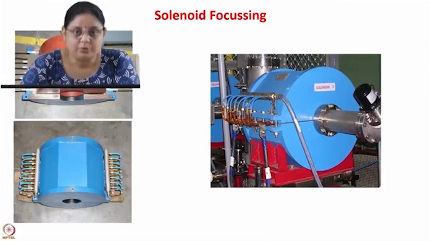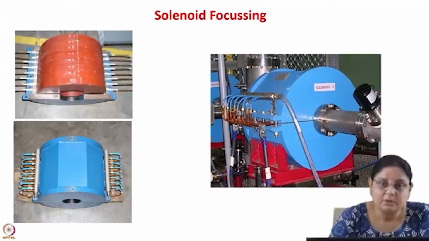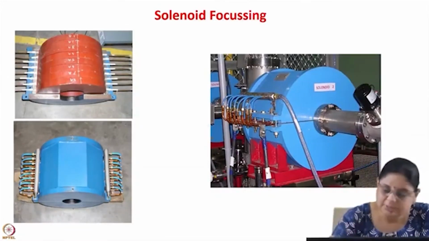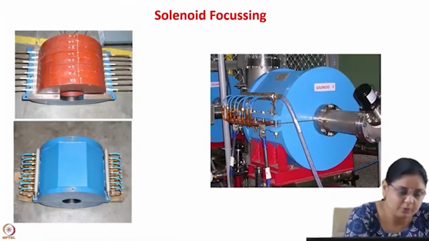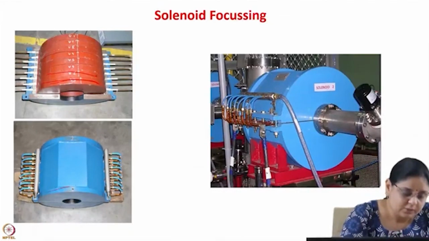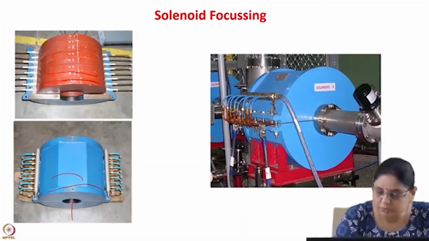Next is solenoid focusing. You can also use a magnetic solenoid for focusing. So this is the picture of a solenoid. In the solenoid, you have coils here. You can see these are coils. So these are coils inside, and this is the path for the beam to go through. So this is a solenoid that is attached in a beam line. This is the path for the beam to go through.